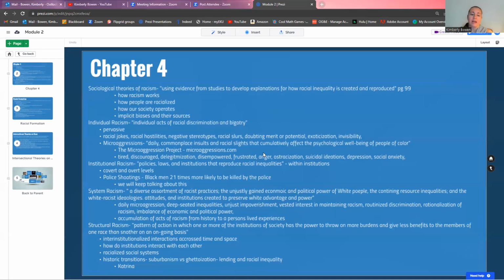Again, individual racism is individual acts of racial discrimination or bigotry. These are very pervasive. More often than not, we're at a societal point where we've agreed upon hate crimes as being wrong. We've agreed upon social lynchings as being wrong, slavery as being wrong, but we're not past the point in which individual racist acts don't exist, right? So people still use slurs. We're still talking about a lot of racial jokes. We're still talking about a lot of hostilities. One of the examples in the book was the doubting of merit in educational spaces, right? So not believing that certain specific demographics could get a good grade on a test, those kinds of things.